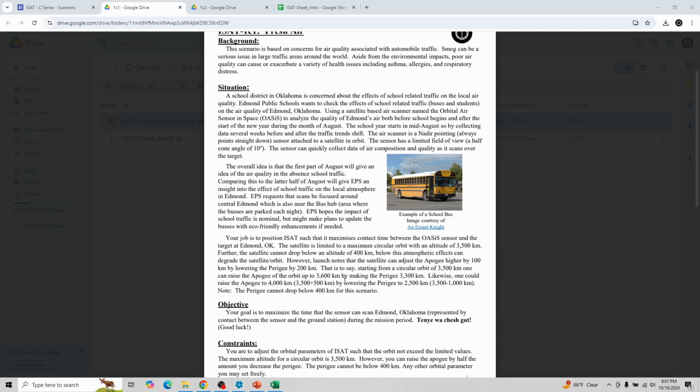In short, if you raise the apogee by 100 kilometers, you have to lower the perigee by at least 200 kilometers. It doesn't mean you have to lower it exactly 200. You could lower it further down. You could lower it 400 kilometers down. And that's where we want to try and come up with this idea of the equivalent circular orbit.